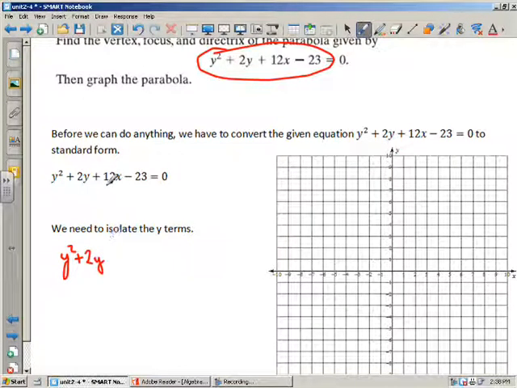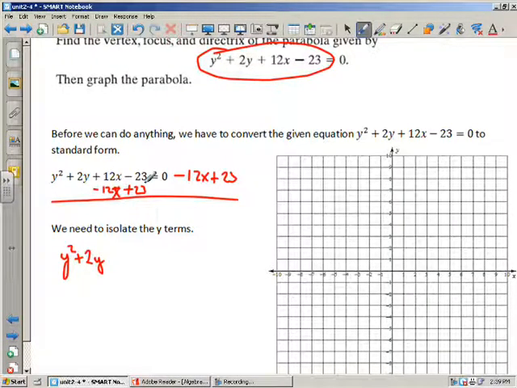Now what I'm going to do is subtract 12x from this side and add 23. If I do that to that side, I've got to do it to this side, so that's going to give me a minus 12x over here plus 23. This is 0. So that's going to give me negative 12x plus 23.